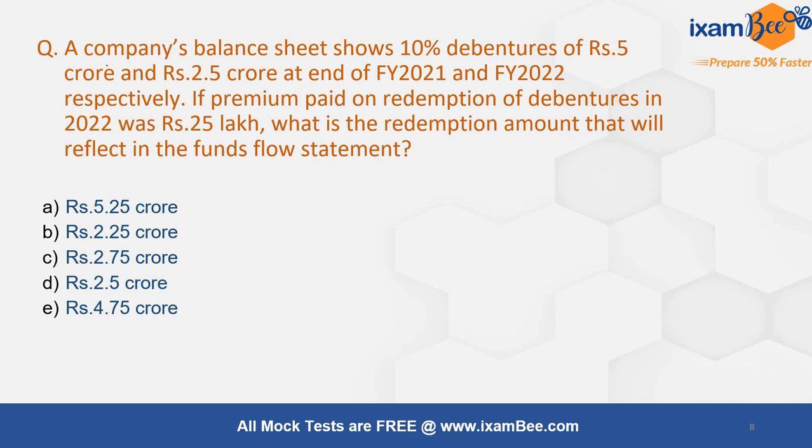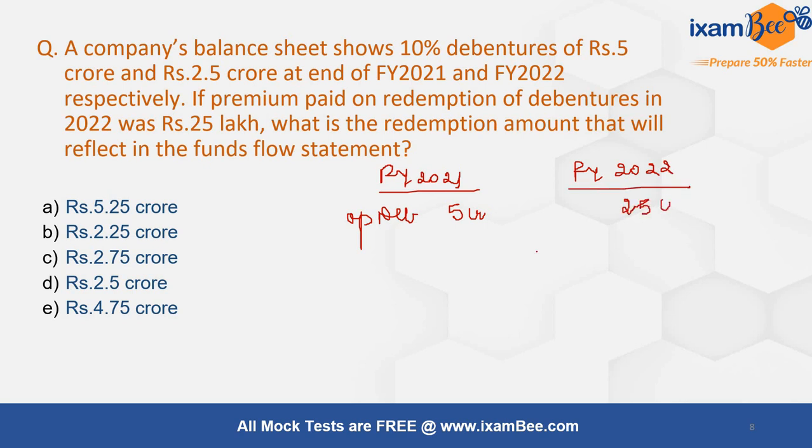Second question is, a company's balance sheet shows 10% debentures of 5 crore and 2.5 crore at the end of financial year 21 and 22. So that means at the starting of the year, your opening liability in form of debentures was 5 crore. But at the end of this year, the balance sheet shows the closing debentures value of just 2.5 crores. That means 2.5 crore worth of debentures, face value worth of debentures are redeemed or repaid in this particular financial year, right?